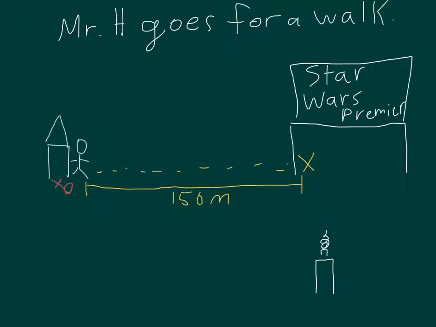Well, to figure it out, I would have to determine my change in position, because that's how I find displacement. And we know it will be equal to my current position minus my starting position. So in this case, my current position would be, I've gone 150 meters in the positive x direction. So that would mean that my current position is a positive 150 meters.